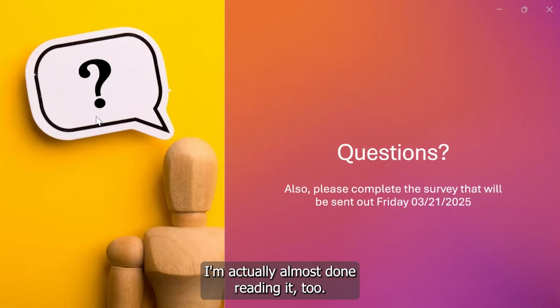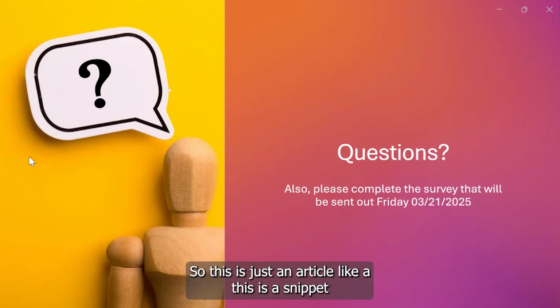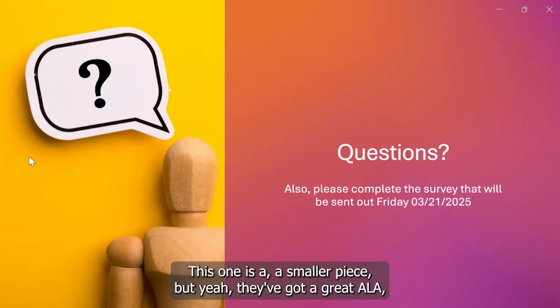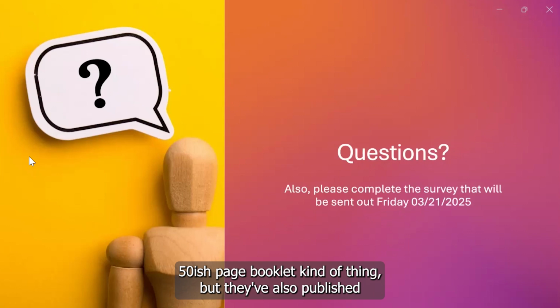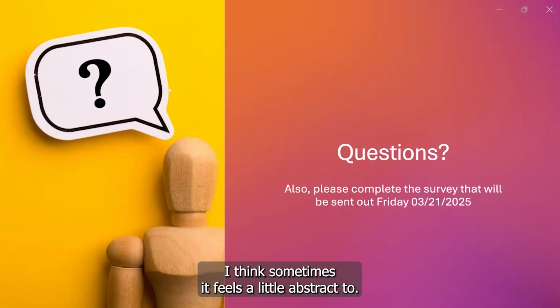I'm actually almost done reading it too. It's a good, the ALA, the little version of it. So this is just an article, like a snippet. The colleagues I mentioned are fairly renowned authors on cultural humility. This one is a smaller piece, but they've got a great ALA. I think what Jennifer is referring to is their 50-ish page booklet, but then they've also published or edited a bigger piece. So I've really valued an orientation that can help us think about it in practice. I think sometimes it feels a little abstract.